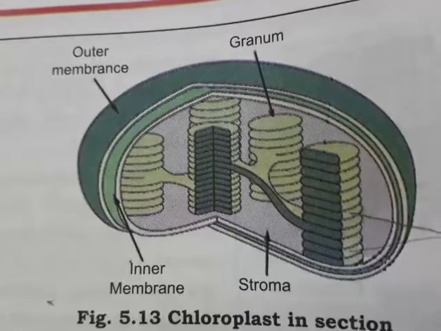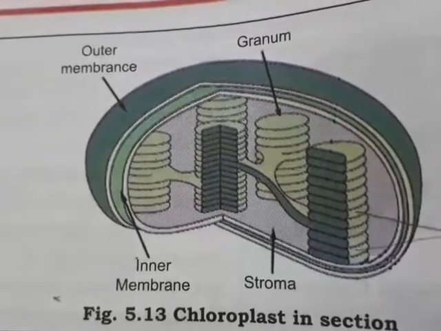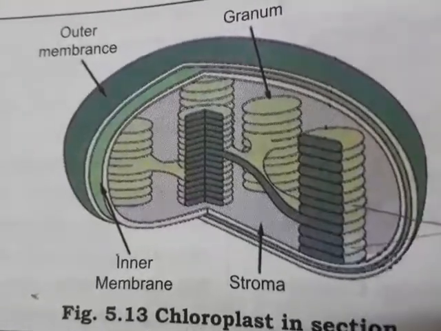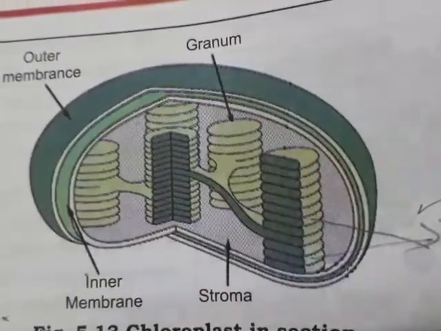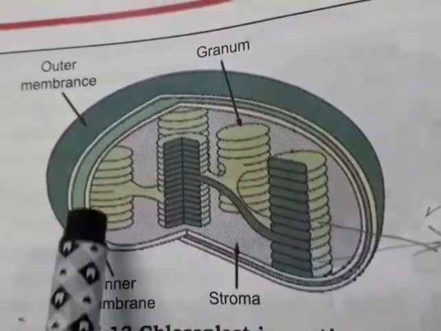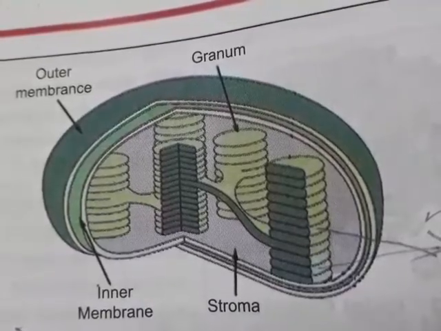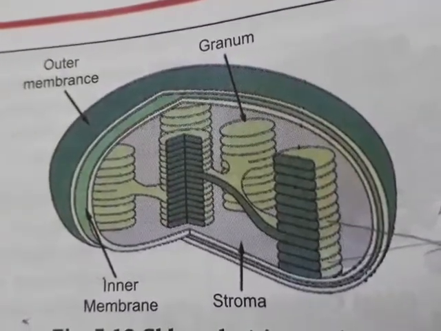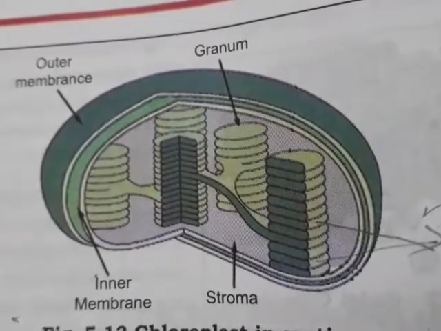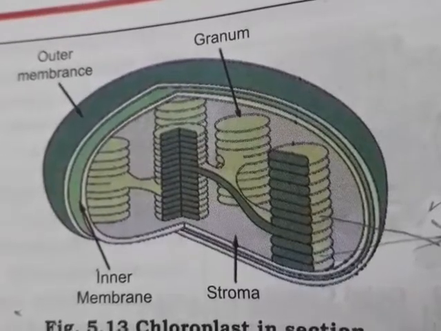Chloroplast also contains various yellow or orange pigments in addition to chlorophyll. Now the chloroplast has two parts here. You can see the stroma and the grana. This folded part is known as grana. Grana and stroma are enclosed by a double layer membrane. Grana has chlorophyll. Chlorophyll plays an important role in preparing food.